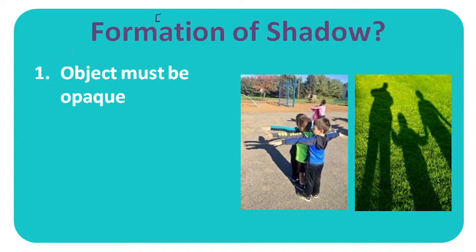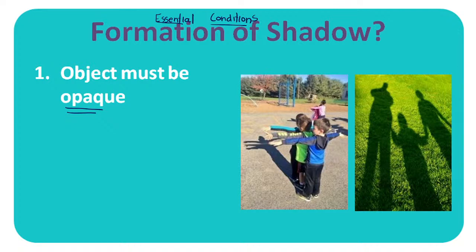What are the essential conditions? Essential means important conditions to form a shadow. First of all, the first important condition: the object must be opaque. What kind of object should it be? The object should be opaque. Can a shadow form on transparent and translucent objects? Definitely no. So the first essential condition to form a shadow is that there must be an object and that object must be opaque.